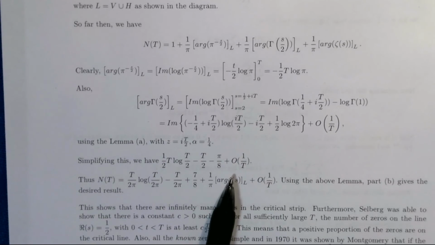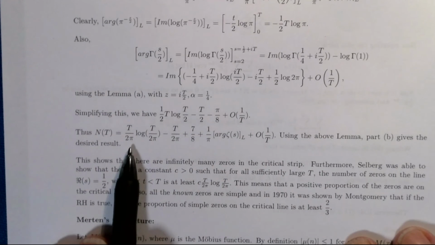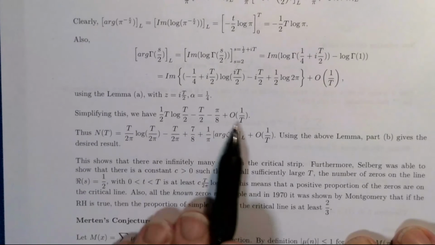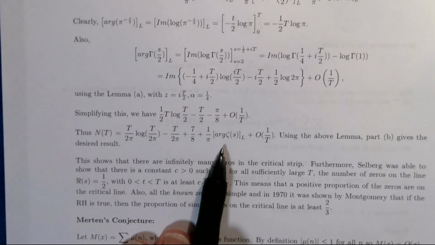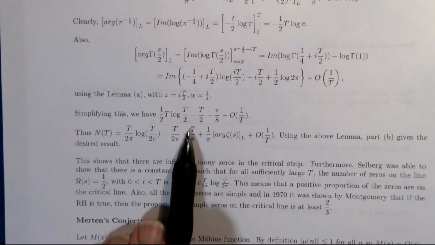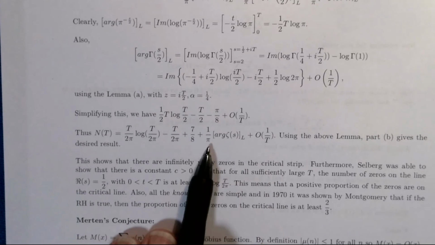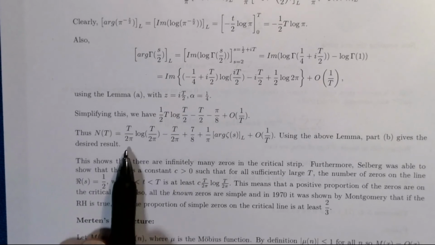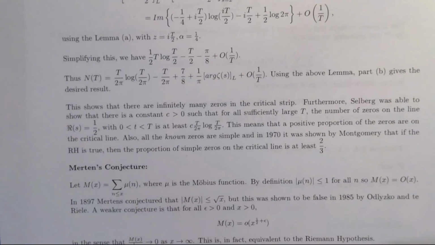Plugging all that together, at the moment we have N of t is this expression minus this plus this. We've still got this term on the end to work out. But again, in the lemma, we had part B. This was the big O log t. And I can get rid of the 7/8 in that, so I can replace all of this plus this one with big O log t, and I'm left with the desired result. So this shows that there are infinitely many zeros in the critical strip.